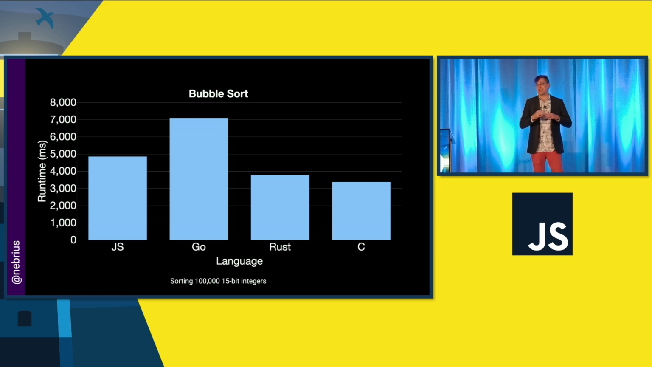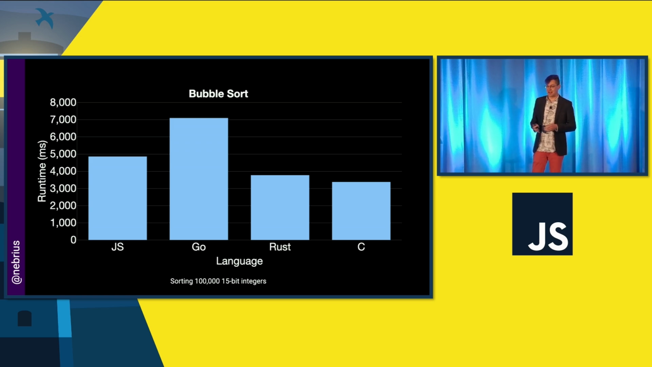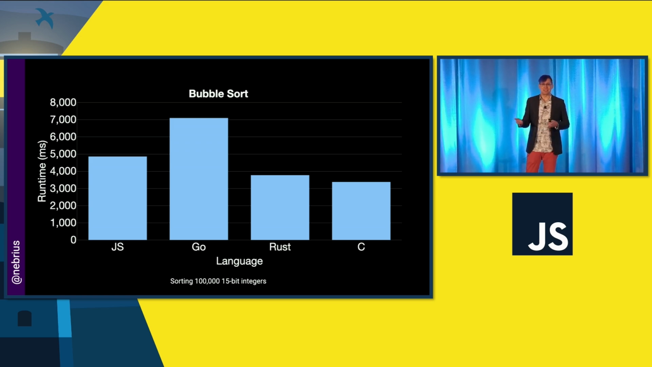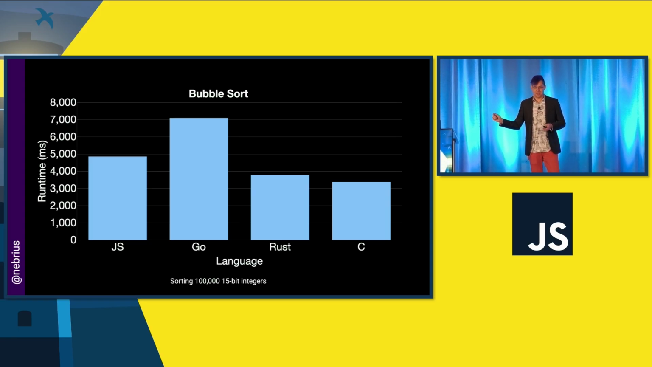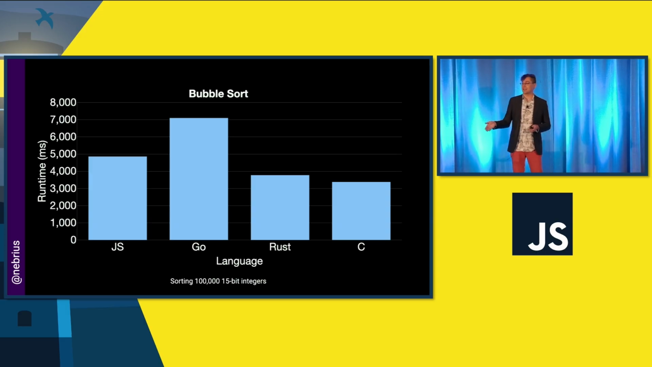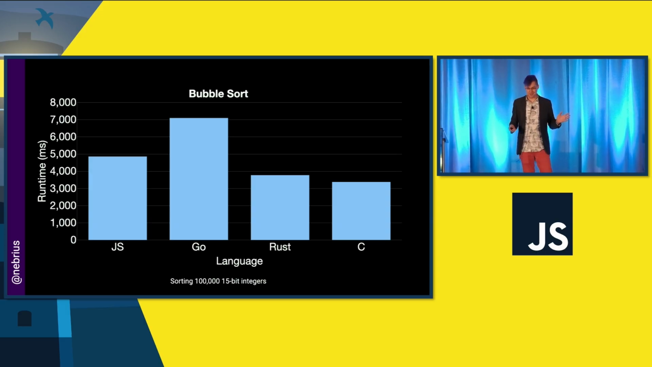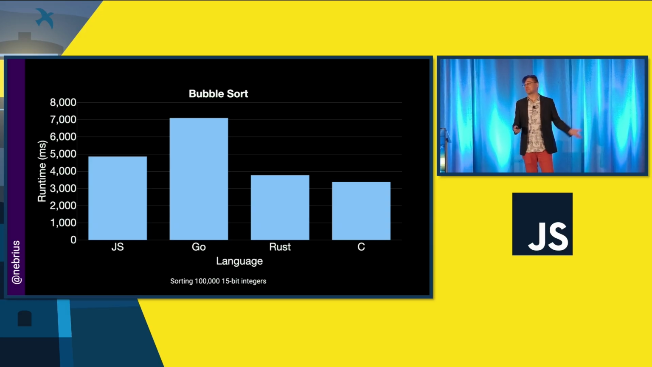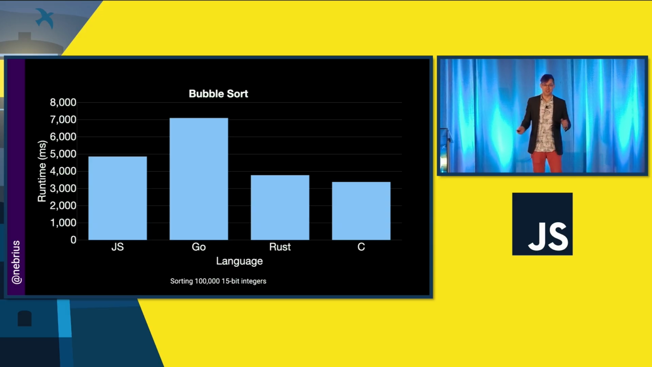But of course, this is not at all real world, least of which is that it's bubble sort, which is, again, slow. So JavaScript is doing well relative to the others. But look at that scale. We're sorting 100,000 15-bit integers, and it's taking 5 seconds for JavaScript to do this. Go is 7, and nothing is sub 1 second. This is a horrendous amount of time. But we expect this because this is bubble sort, and bubble sort is slow. Again, no one should ever use it.